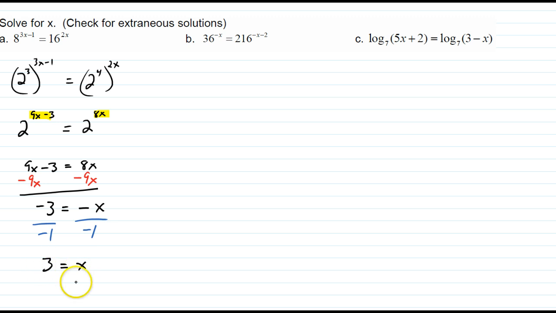So this would be something you want to check. You want to take the 3 and plug it back in. Make sure it works. Make sure that the left side is equal to the right side.